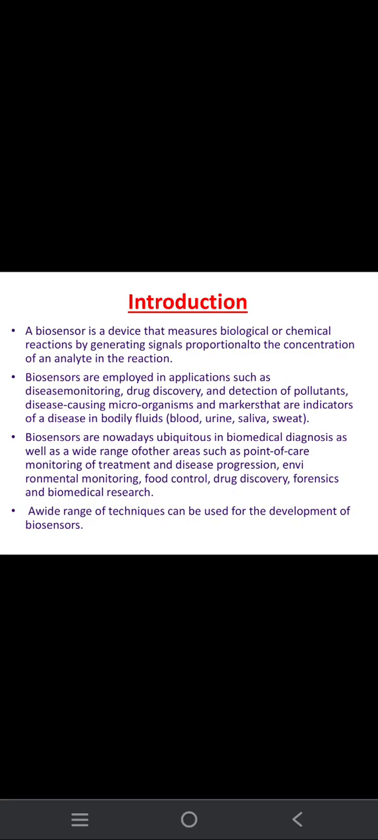A biosensor is a device that measures a biological or chemical reaction by generating a signal proportional to the concentration of an analyte in the reaction. Biosensors are employed in applications such as disease monitoring, drug discovery, and detection of pollutants, disease-causing microorganisms and markers that are indicators of a disease. Biosensors are nowadays used in biomedical diagnosis as well as a wide range of others such as point of care monitoring, treatment and disease progression, environmental monitoring, and food control.